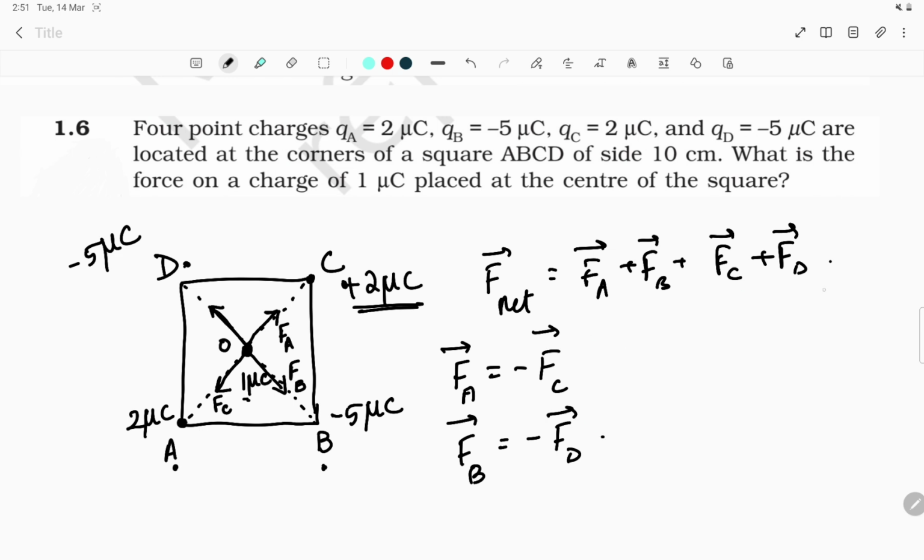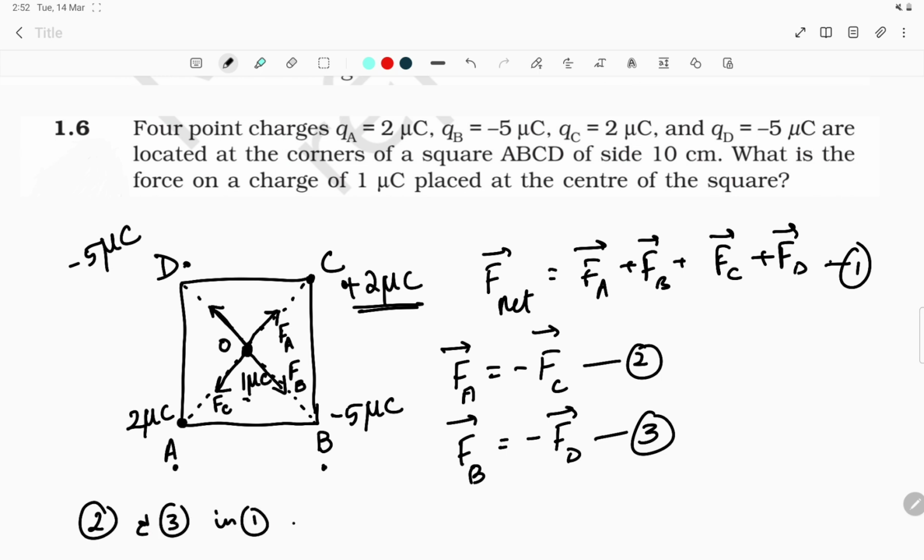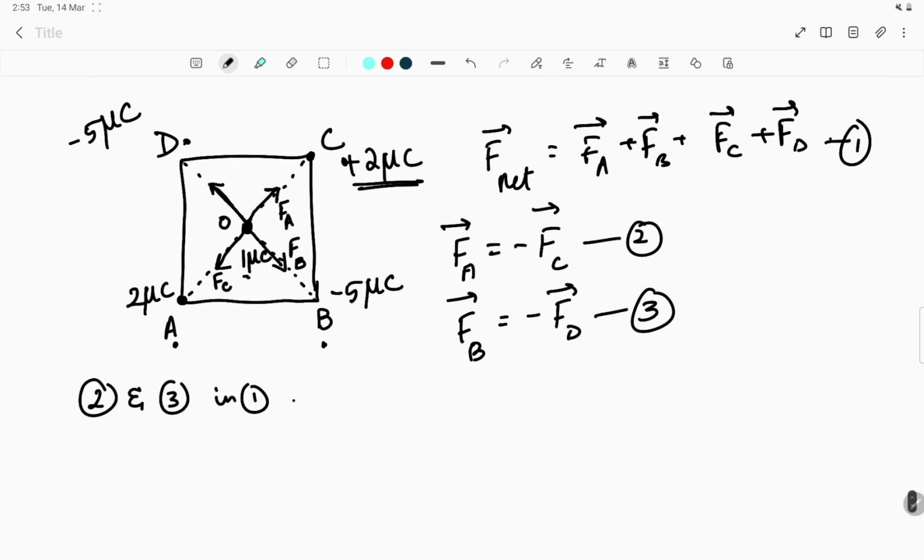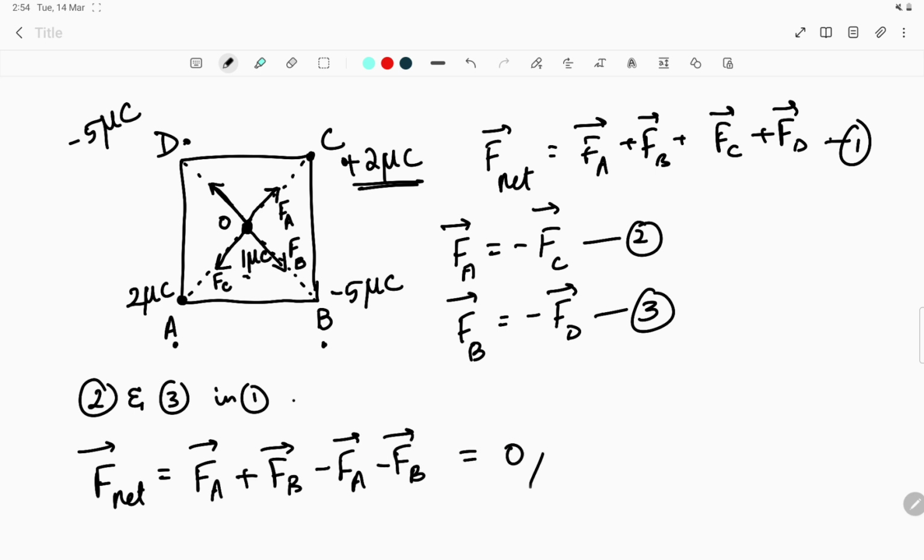So now you can substitute these equations in the first one. If we substitute, what will we get? We will get F net vector is equal to FA vector plus FB vector, since FA and FC are opposite. FC can be written as minus FA vector and FD can be written as minus FB vector. So the total is going to be 0. So the net force on the 1 microcoulomb point charge at the center of the square is going to be 0. This will be the answer for this question.